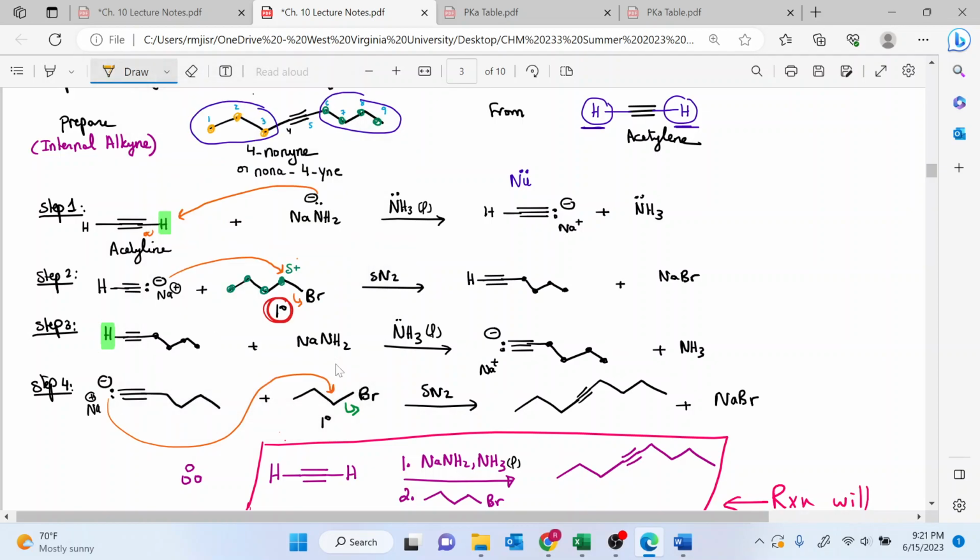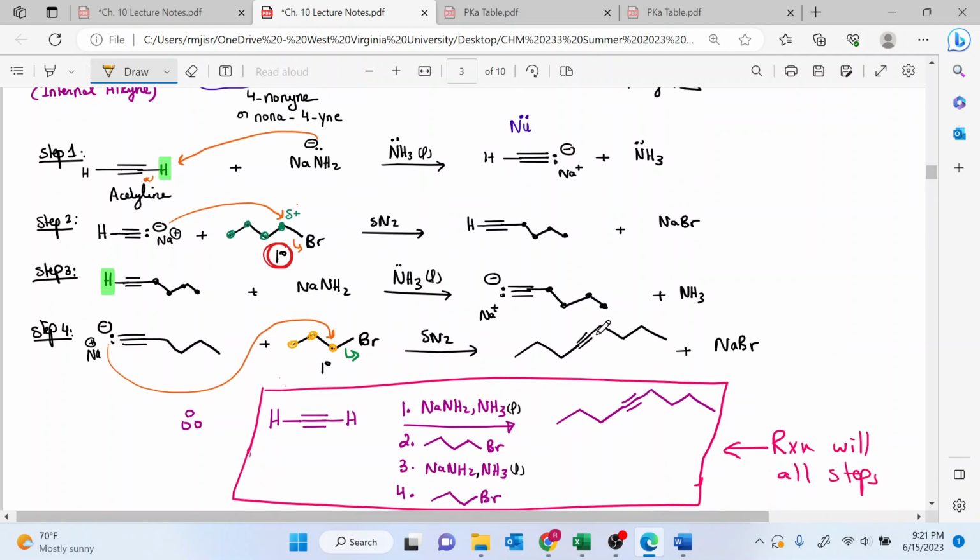So I need 3 carbons. So this is why my alkyl halide here needs to include 3 carbons. Don't forget that the nucleophile is attacking the sp3 hybrid carbon here. This is the partial positive carbon, and the bromine is leaving. And now I get my triple bond. Whenever you draw your triple bond, make sure that the carbons of the triple bond together with the adjacent carbons are supposed to be linear with 180 degrees bond angle.